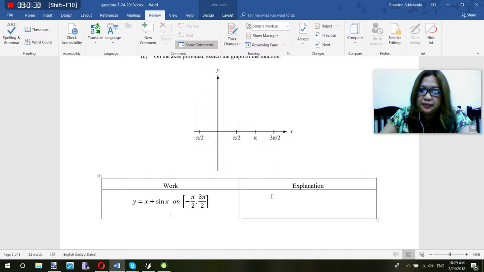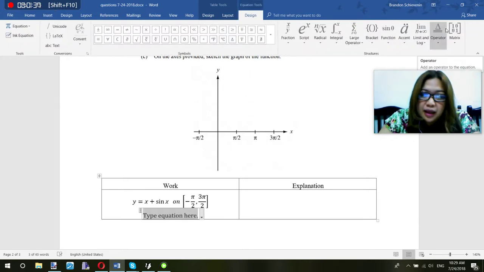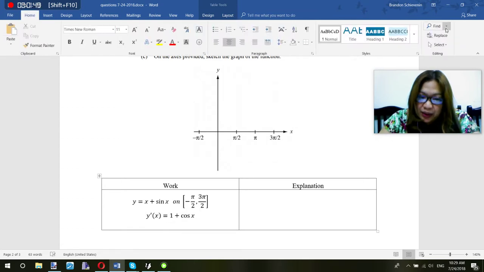Okay, so what will happen if I derive this? The derivative of x is equal to 1, and the derivative of sine x is cosine x. Okay, so my derivative is 1 plus cosine x. I need to figure out when this value is going to have a relative minimum or a relative maximum, so I'm looking for all the critical points.